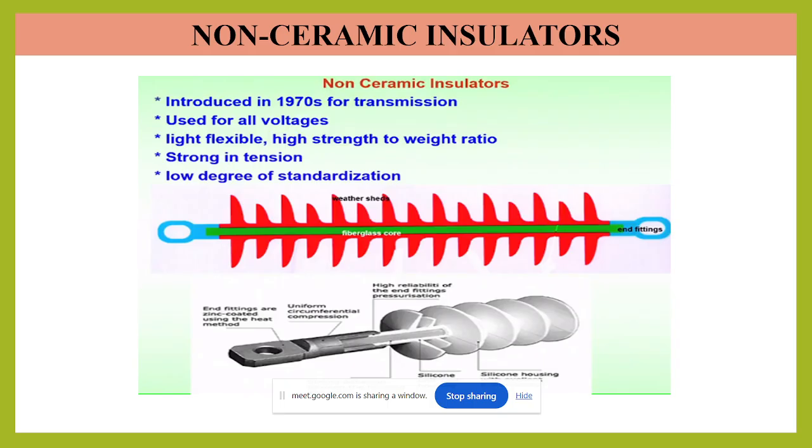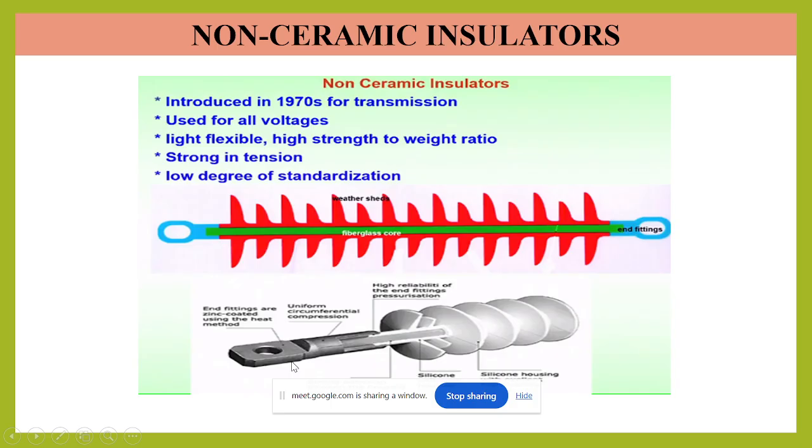The main properties of non-ceramic insulators are that they are very lightweight, flexible, have a high strength to weight ratio, and are strong in tension. They have a low degree of standardization. This is the cross section of non-ceramic insulators, in which we see the fiberglass core, the end fitting rings, and these are the weather sheds.